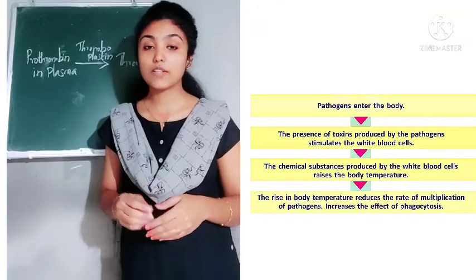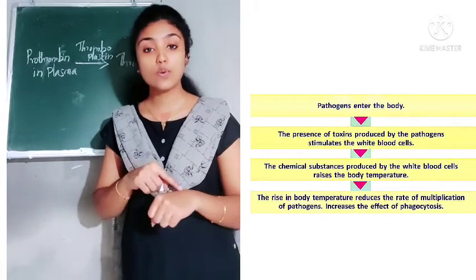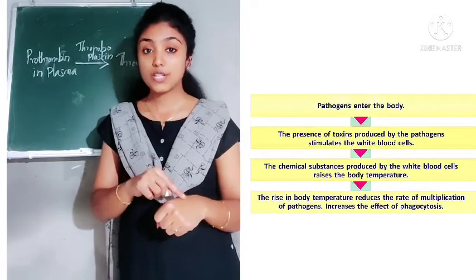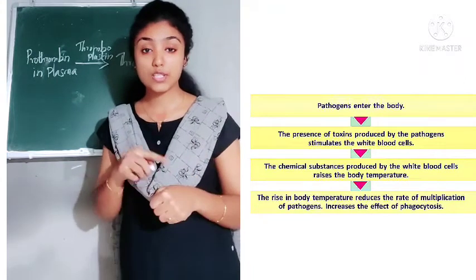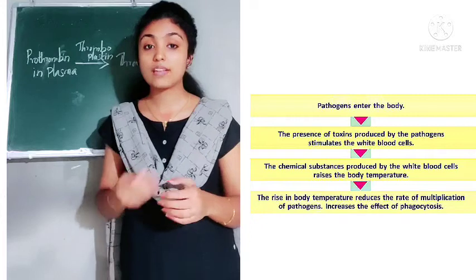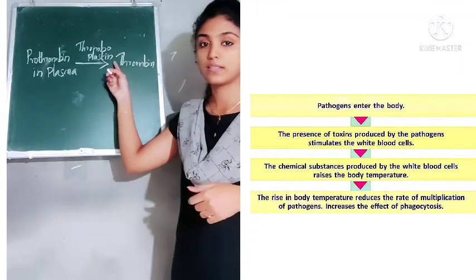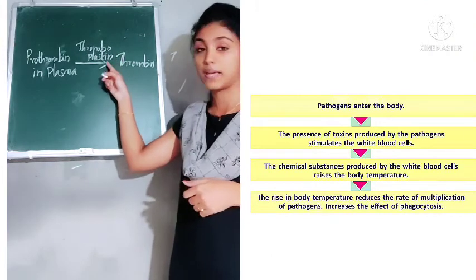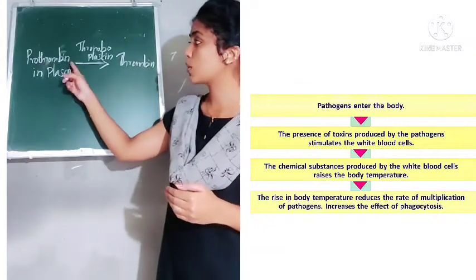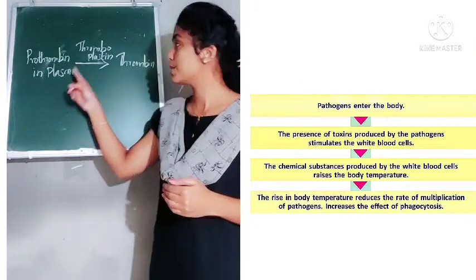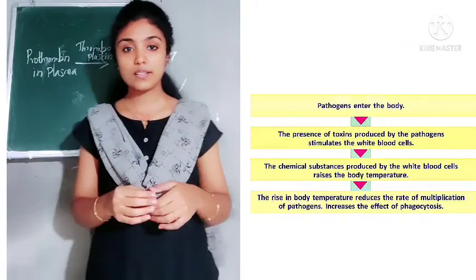So what happens in the first stage of blood clotting? I already told you that when a wound occurs on our body, the tissues in this region get damaged, and these damaged tissues degenerate and form an enzyme which is known as thromboplastin. So thromboplastin is an enzyme. Then this enzyme converts the prothrombin in our plasma into thrombin. Then what happens in the next stage? Let us find out.